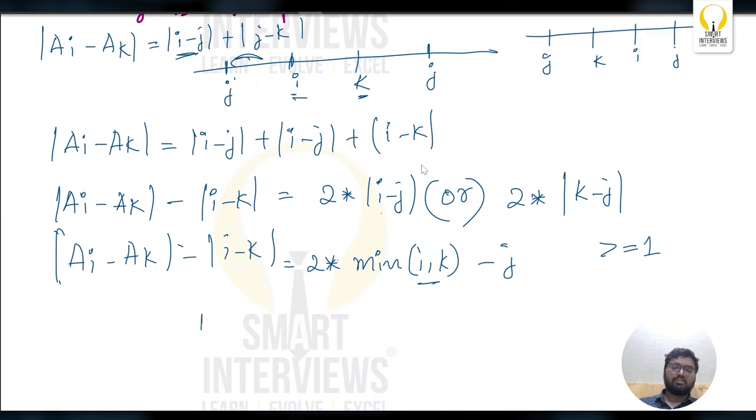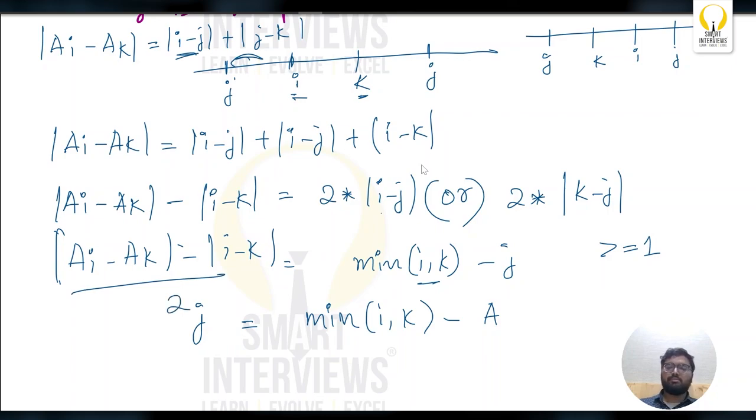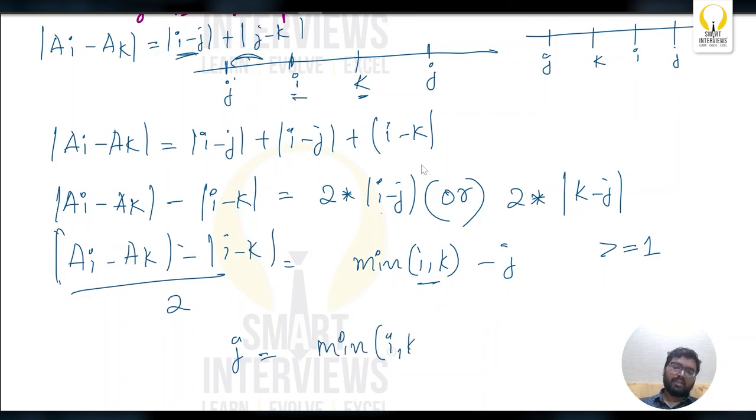So how does your j look? If you try to take the j here, it will be like the minimum of I comma k minus a of. Already, if you divide it by 2 here, bring back the 2 there, it will be something like j equals min of I comma k minus a of I and a of k absolute value minus I minus k by 2.